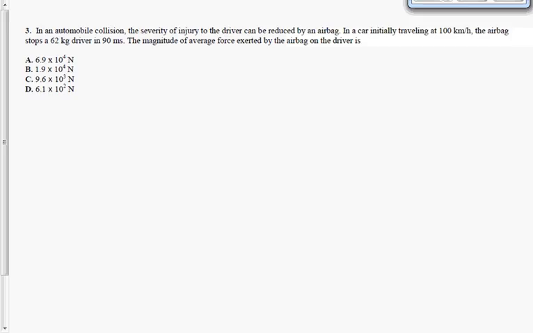All right, let's have a look, everyone. The question says, in an automobile collision, the severity of injury to the driver can be reduced by an airbag. If the car is initially traveling at 100 kilometers per hour, the airbag stops the 62-kilogram driver in 90 ms. What's an ms? It's a prefix. If you're not sure what that prefix means, at the top of the page you're going to see all these different metric prefixes, and a milli is 10 to the minus 3. So the conversion factor is 1,000. To convert from milliseconds to seconds, you divide by 1,000.